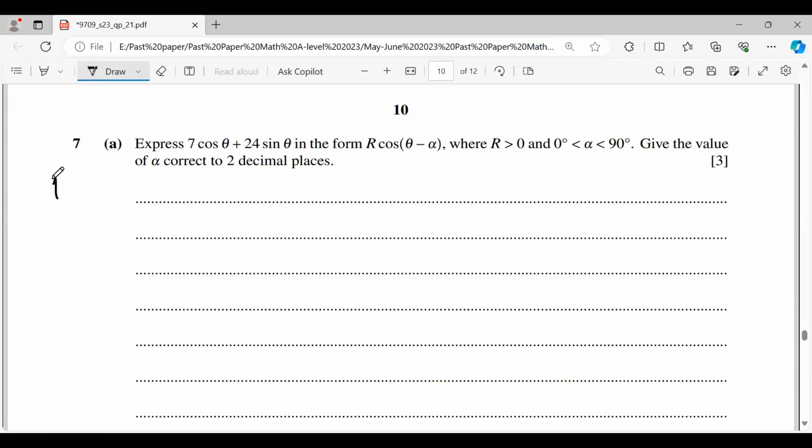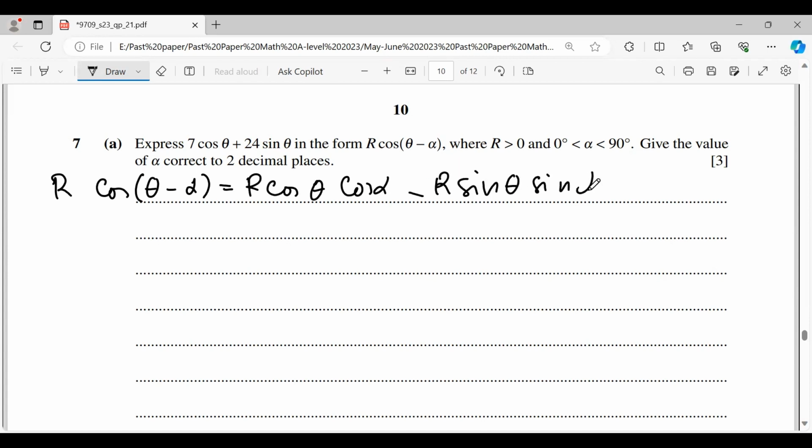It means r cosine theta minus alpha equals r cosine theta cosine alpha minus r sine theta sine alpha. Okay, so it becomes 7 cosine theta equals r cosine theta cosine alpha. So divided.